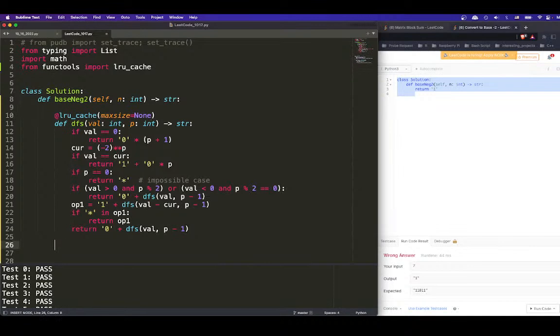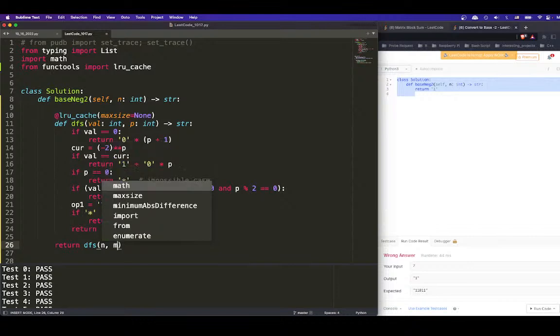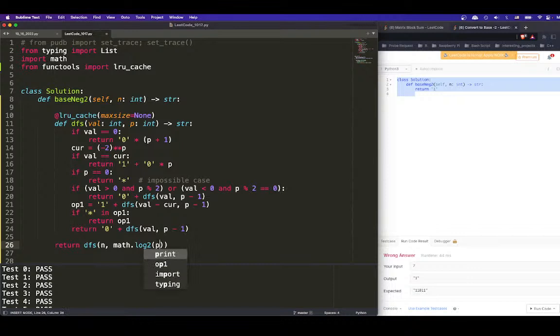Okay, let's try this. So we'll return DFS n. Ooh, what's the p-value? Well, I say the p-value has to be positive, because if it's negative, it's not going to happen. So it's going to be math.log 2 p, right? And I'm going to int this. Shoot.